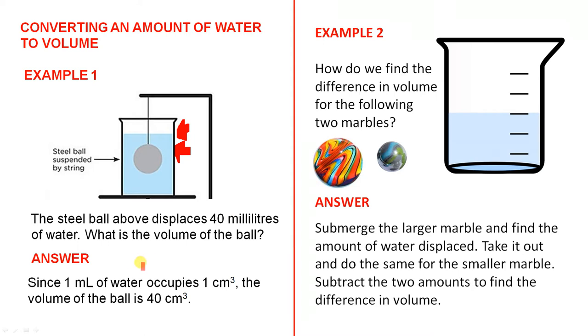This is the answer. Since 1 millilitre of water occupies 1 cubic centimetre, the volume of the ball is 40 cubic centimetres. So that's a very easy way of finding the volume of submerged objects by using water.